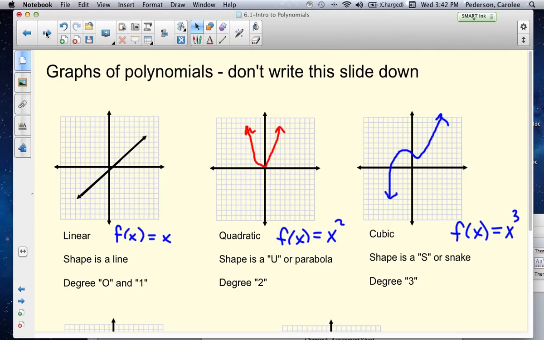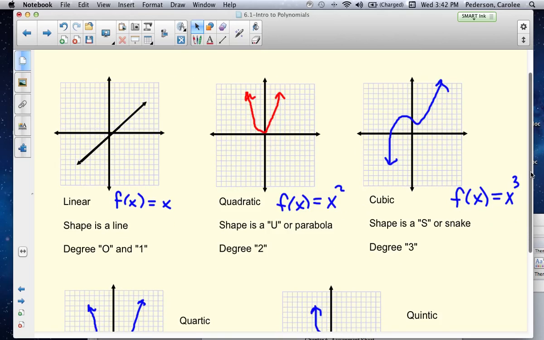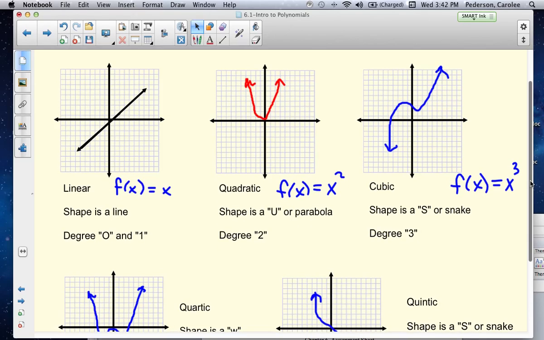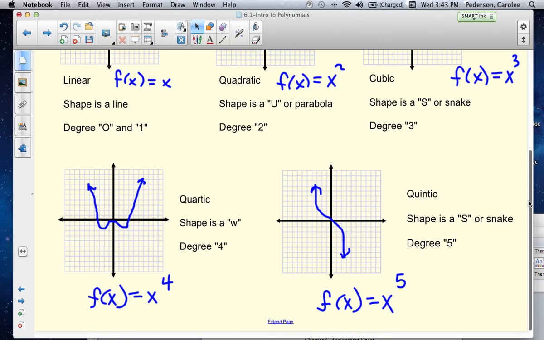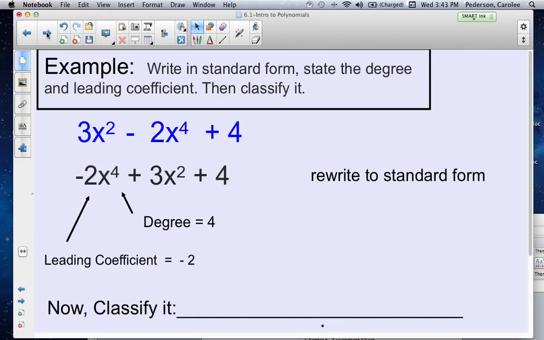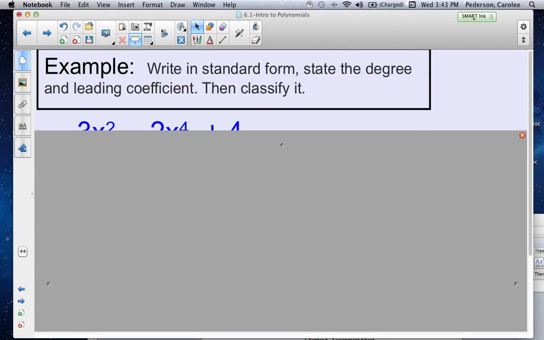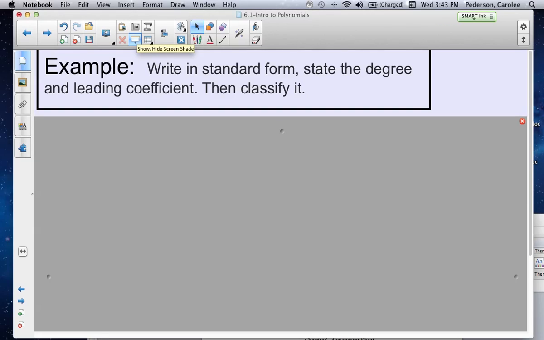These are the graphs that I was talking about also. We're not going to have you graph these. These are just kind of a preview to what will be coming later. So the first one is a linear function. The second one was the quadratics from chapter 5. You're going to see more like the cubics, which are the snakes, the quartics, which are your W's or your M's, and then your quintics go back to snakes. So just kind of wanted to show you those. Don't write them down. All right, so let's practice this problem. Write in standard form, state the degree and the leading coefficient, and then classify it.